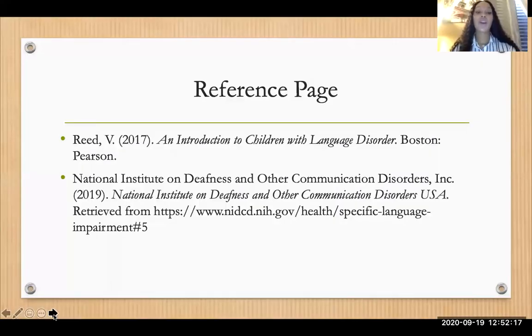Reference page. We obtained all of our information from the book An Introduction to Children with Language Disorders, by Vicki Reed, written in 2017 and published by Pearson. Also, we retrieved information from a website entitled National Institute on Deafness and Other Communication Disorders in the USA. And we have also attached the link to this website.